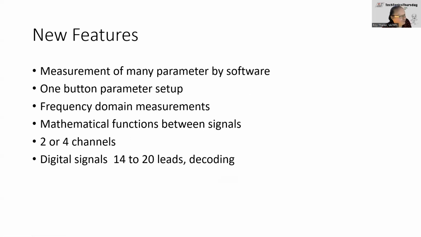So some of the new features is that since it's all controlled by software, you can set up things using one button, and we'll be showing this. You can also do frequency measurements, and you can do mathematical functions between signals. And typically you can get a 1 channel, 2 channel, 3 channel, or a 4 channel scope. And then you can also look at digital signals like from an Arduino.